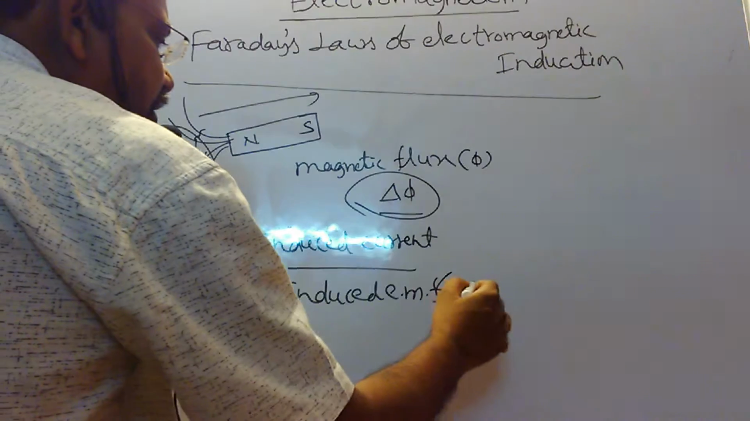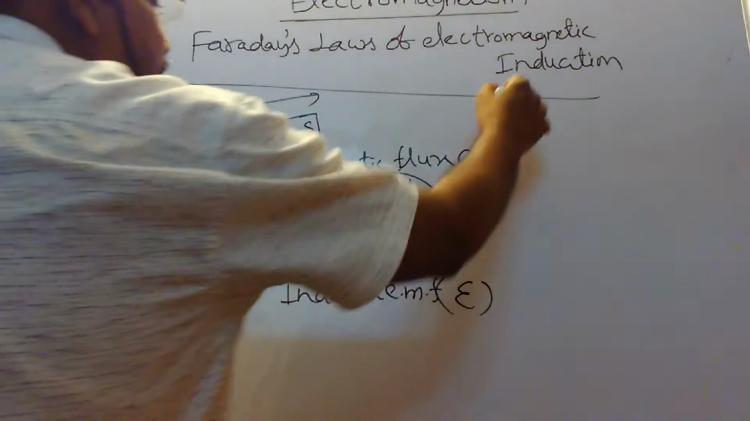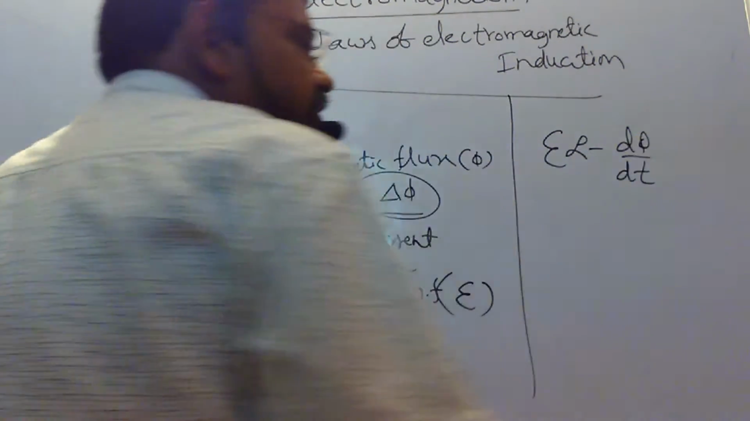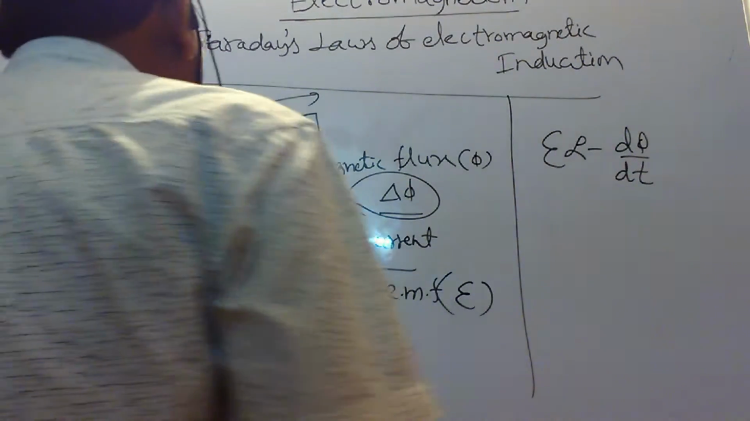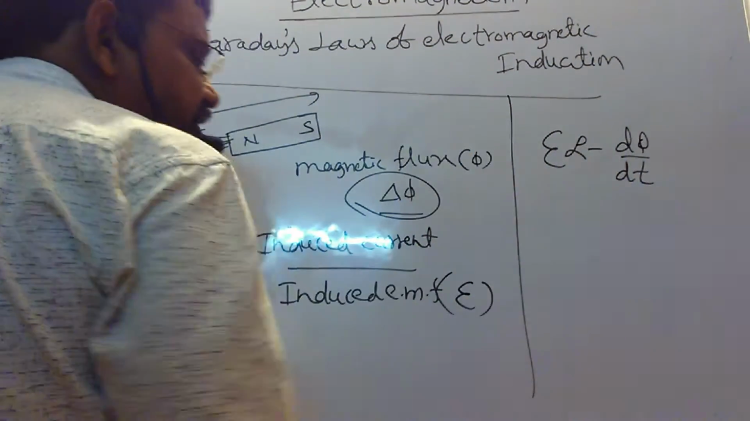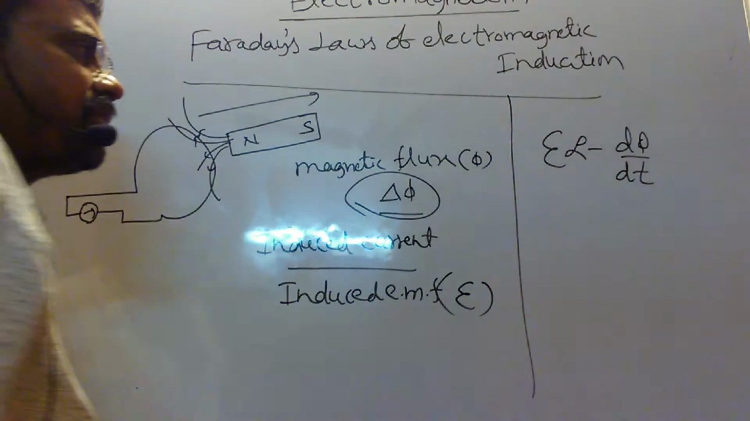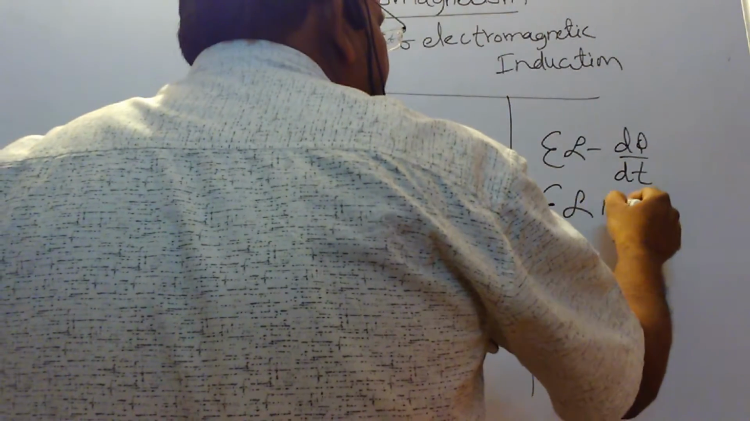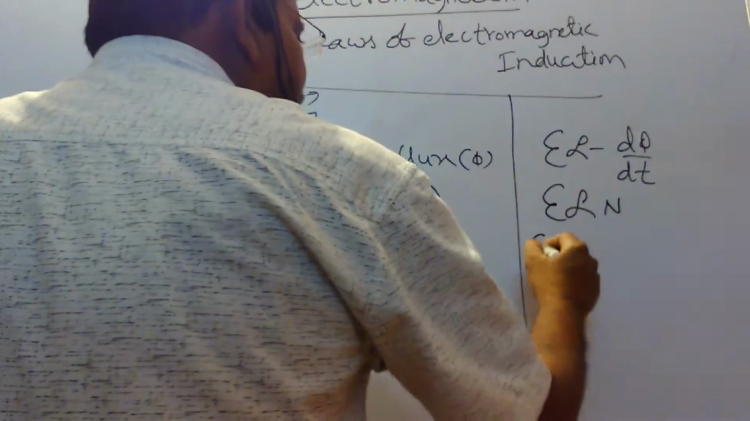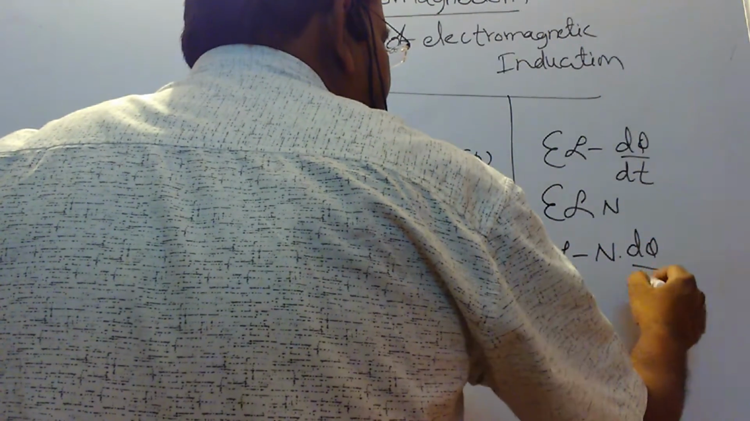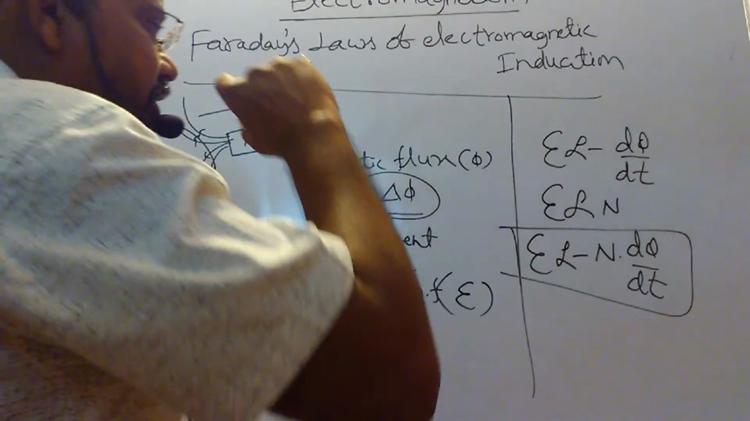The generated induced EMF I am taking as epsilon. That epsilon is proportional to minus d phi by dt, the rate of change of magnetic flux. For example, if it is one turn, some EMF is generated. If the number of turns increases, that EMF also increases. So epsilon is proportional to n, the number of turns, also. By combining these two, epsilon is proportional to minus n into d phi by dt. So this is called Faraday's law of electromagnetic induction.